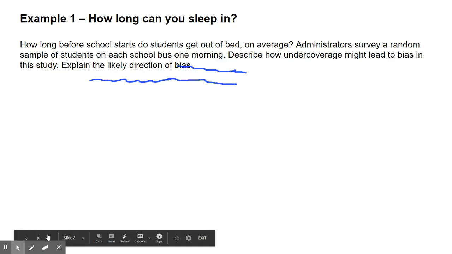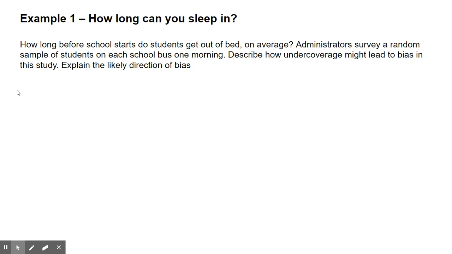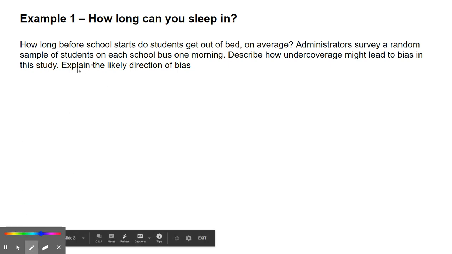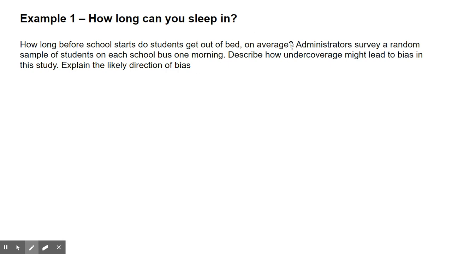So let's take a look at this problem. It says, how long can you sleep in? How long before school starts do students get out of bed on average? Administrators survey a random sample of students on each school bus one morning. Describe how undercoverage might lead to bias in this study. Explain the likely direction of bias. So the key idea is this sentence: administrators survey a random sample of students on each school bus one morning.